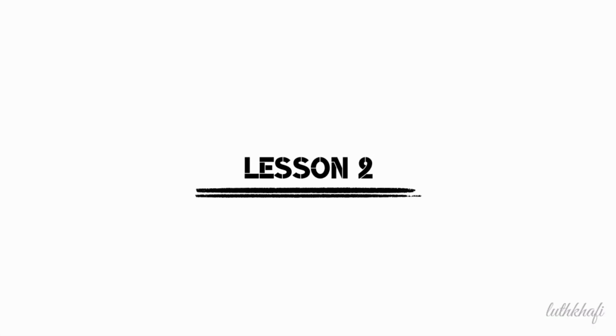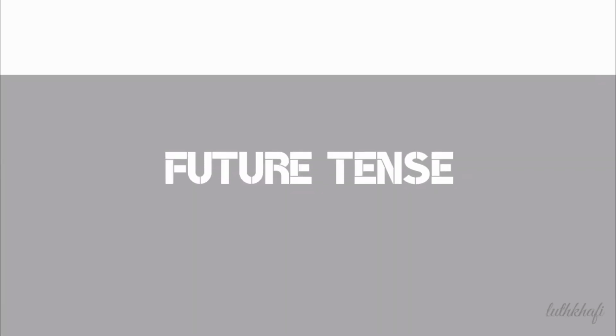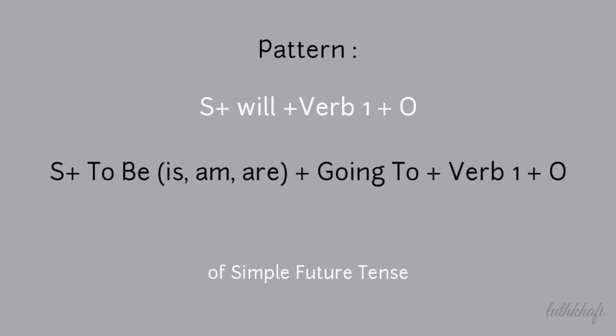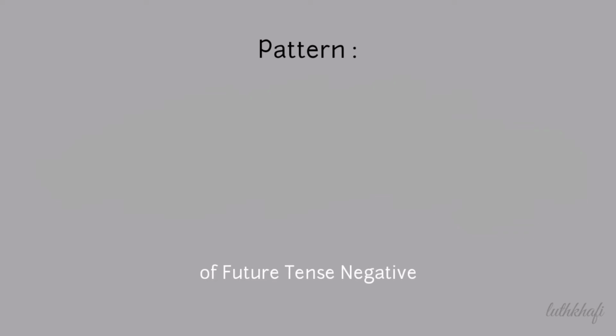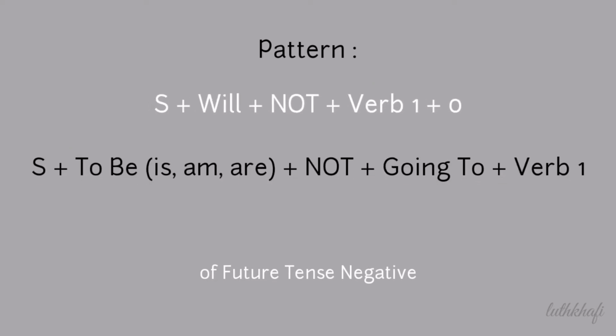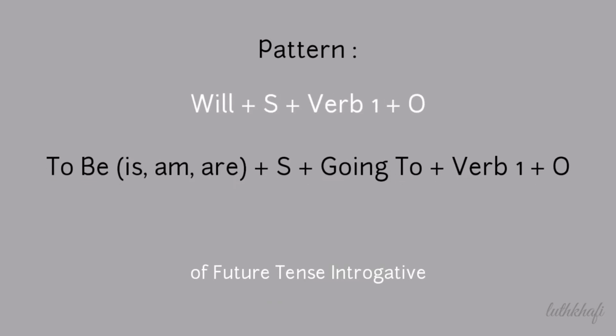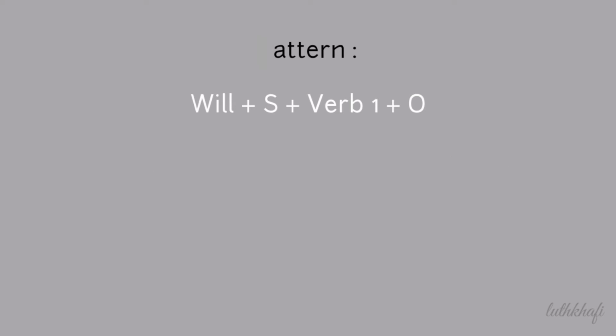The next is lesson 2. Future tense. Future tense is a form of tense that is used to declare an event in the future. Now, the pattern of simple future tense: subject plus will plus verb 1 plus object for this one. And then the pattern of a future tense negative: there is subject plus will plus not plus verb plus object for this one. For another pattern, future tense interrogative, there is will plus subject plus verb 1 plus object and others.